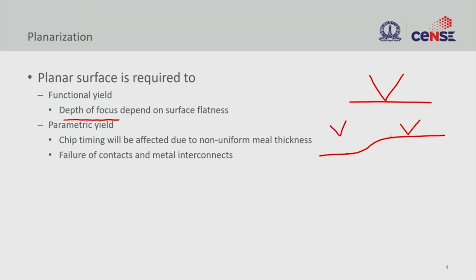For instance, if you are going to align it to the surface here, then in this case it will be out of focus. So, this is out of focus and this is in focus, right. So, you want a surface to be flat, and this could result in lithography challenges. And the next thing is parametric yield, right.